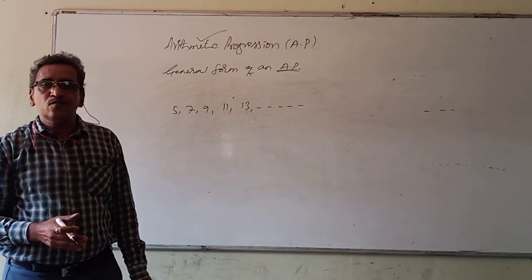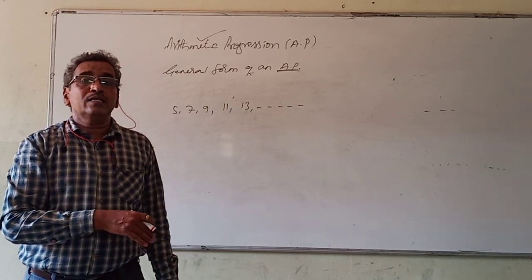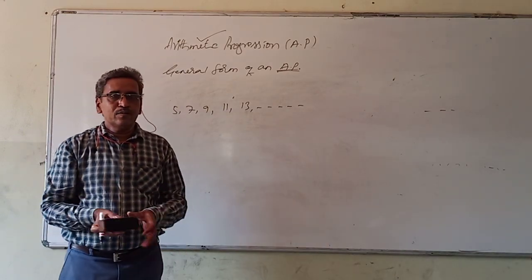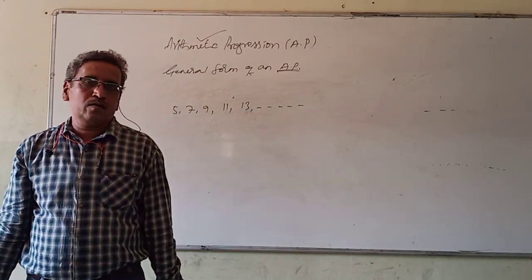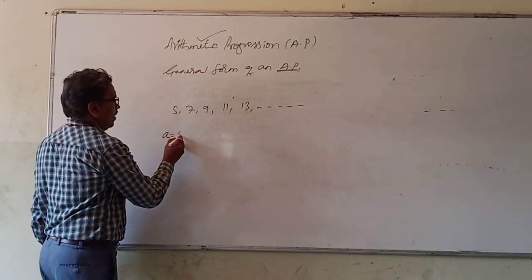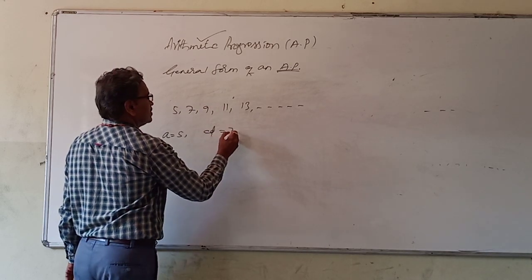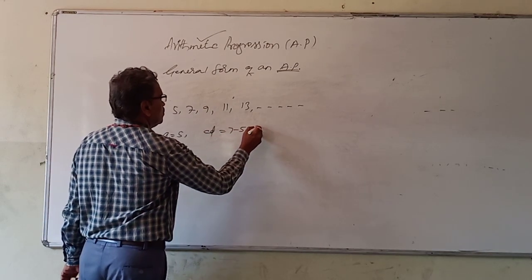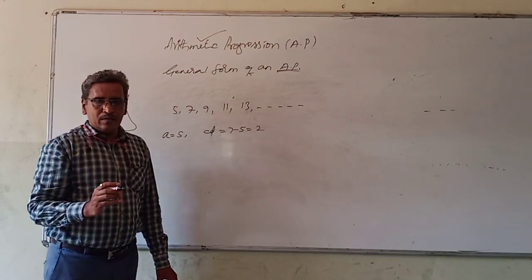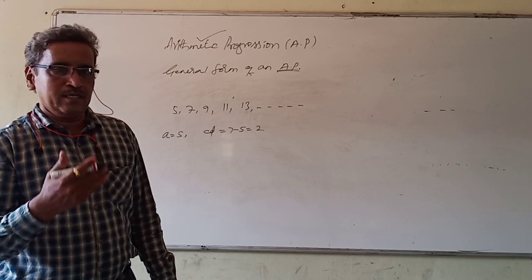So I think all of you can observe how many terms are to be written when you are writing an AP. Minimum three terms must be required. Now here the first term is 5. The common difference, CD or D, we can tell is 7 minus 5 equal to 2, the term minus its preceding term.